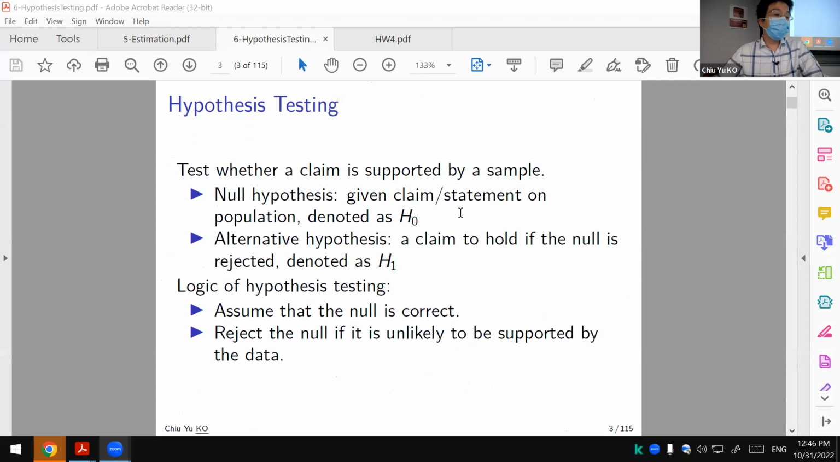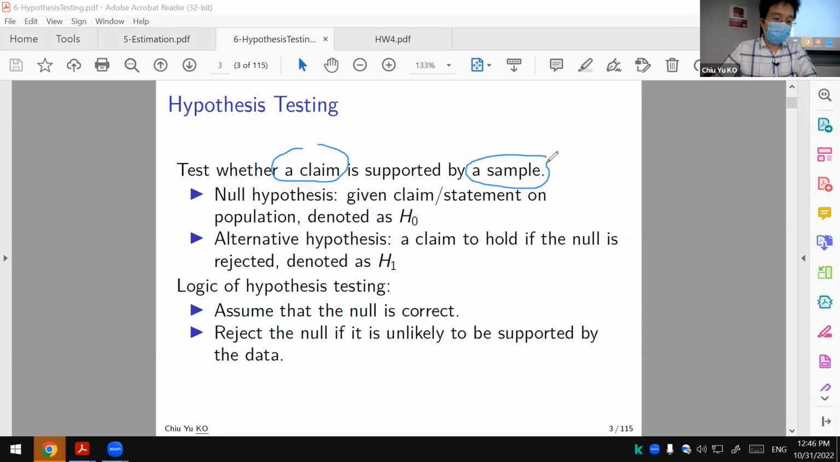The formal idea of hypothesis testing is we want to see, here is a claim, whether it is supported by a sample, actually by data, right? It's data, and we try to see whether what you want to prove is true or not.